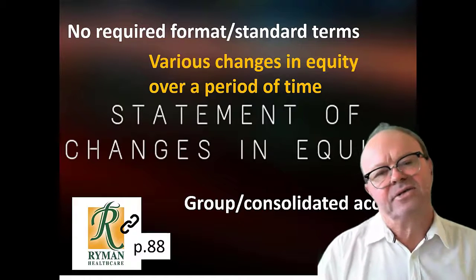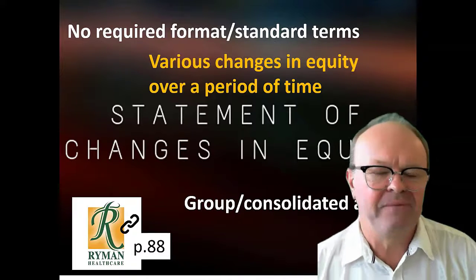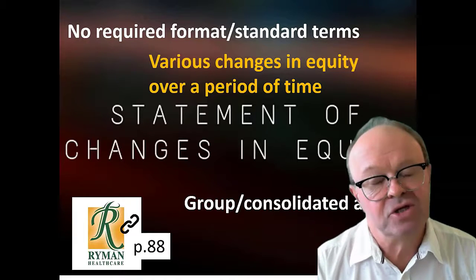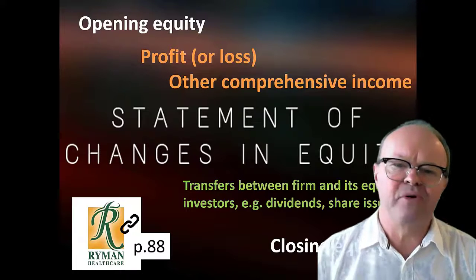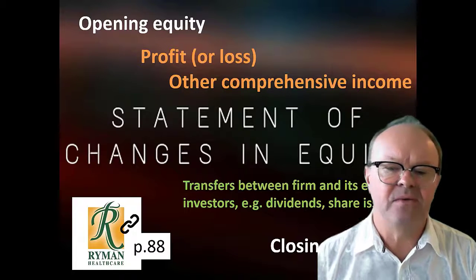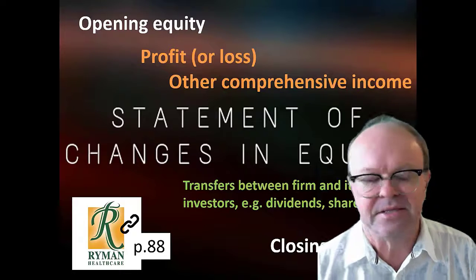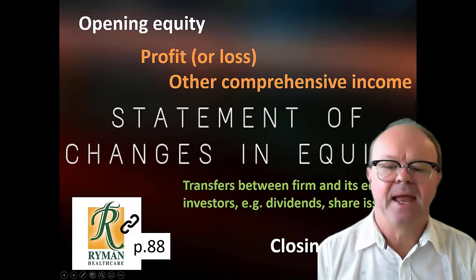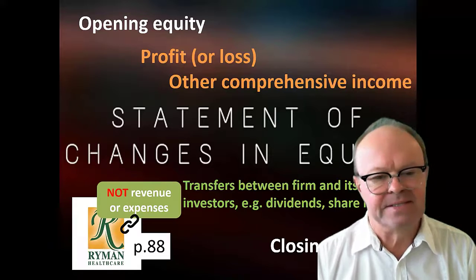So that's how the statement of changes in equity looks. It's a little bit nerdy, it can look a little bit confusing at first, but you just look at the total column. So we had opening equity, the profit or loss and other comprehensive income, and then the transfers between the firm and its equity investors, such as dividends, share issues, or in this case, share buybacks, the treasury stock movement where the company bought back some of its shares, and then you get to the closing equity. Now, we don't show the revenue and expenses.